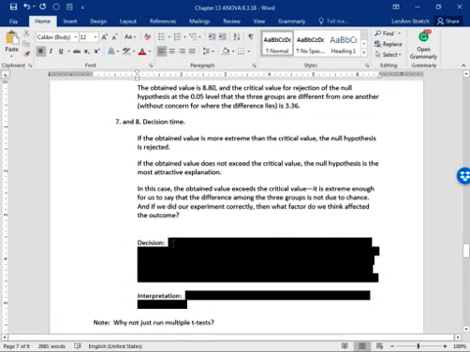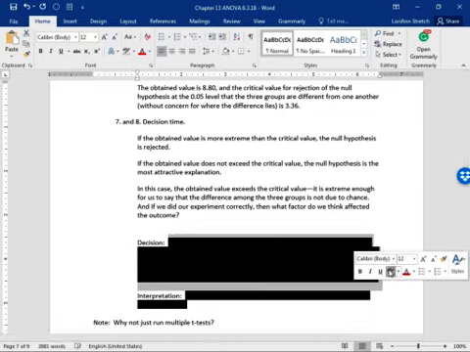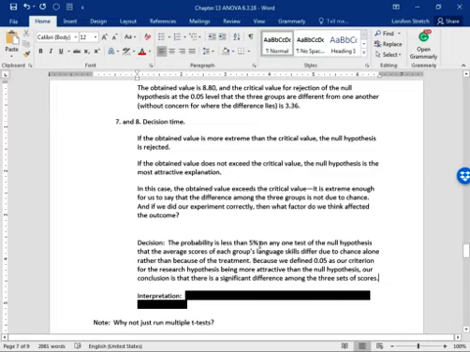Now, what does this mean? And this is where it's really important. So our decision is that the probability is less than 5% on any test of the null hypothesis that the average score of each group's language skills differs due to chance alone, rather than because of the treatment, which in this case is the number of hours in preschool. Because we defined 0.05 as our criterion for the research, it's more attractive than the null hypothesis that our conclusion represents a significant difference among the three sets of scores.